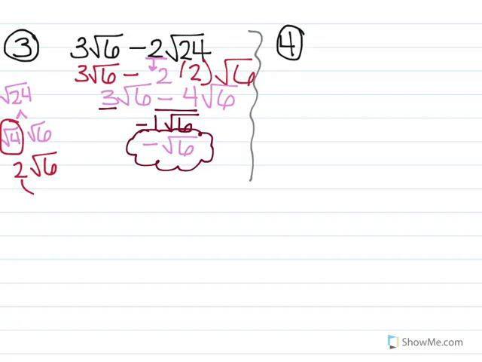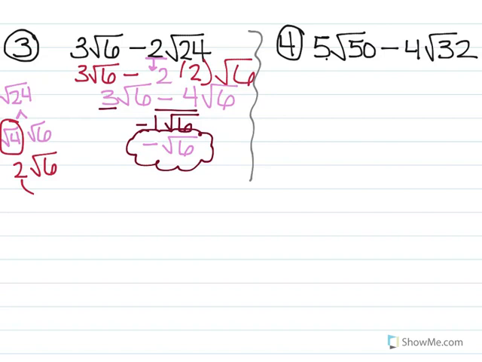Okay, number 4 is going to be 5 radical 50 minus 4 radical 32. Now, both 50 and 32 are bigger numbers, and they are going to be able to be simplified because there are definitely perfect squares that can go into 50 and 32.